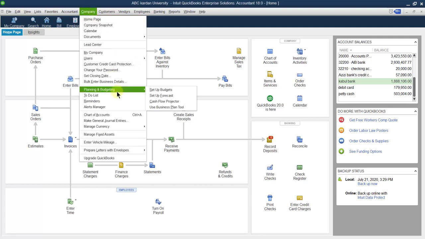Bismillahirrahmanirrahim. The next topic under company planning and budgeting is cash flow projectors. What is cash flow projectors? Cash flow projector simply means the estimated cash flow.